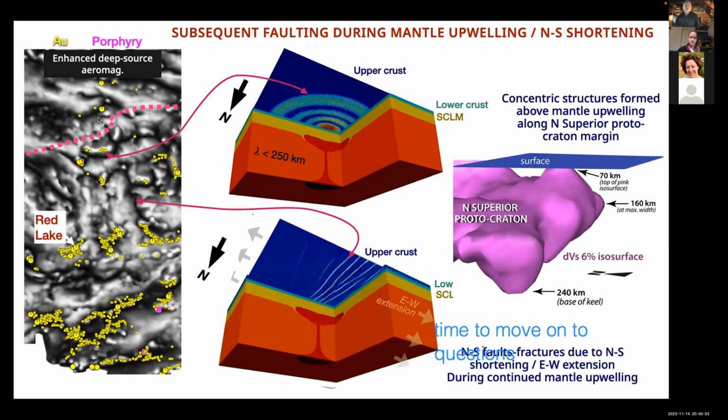So I've shown you now evidence then for two different generations of transverse structures, and combined, they are not interpretable in terms of the conventional plate tectonic models. So thank you.